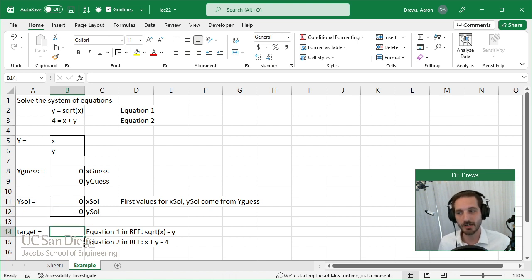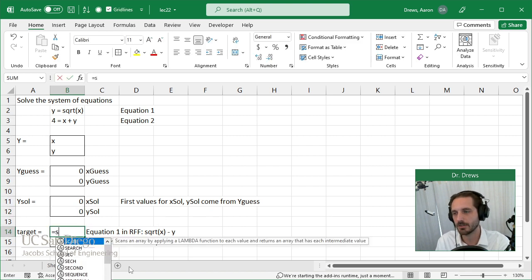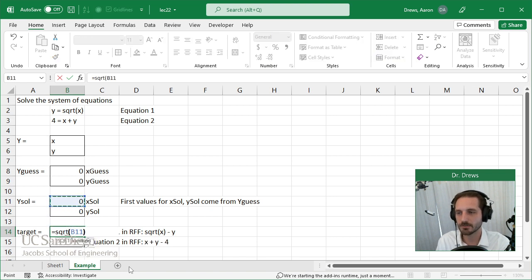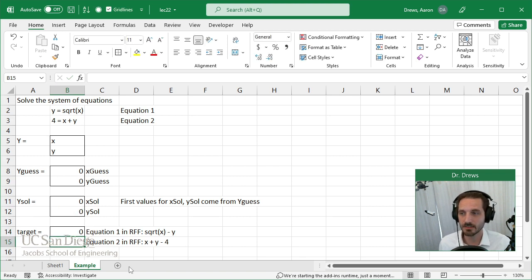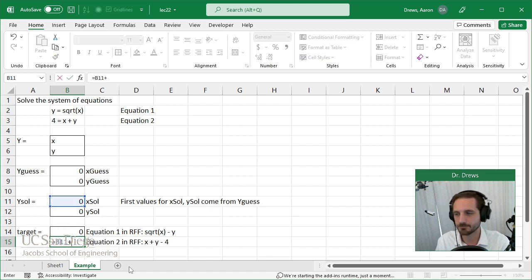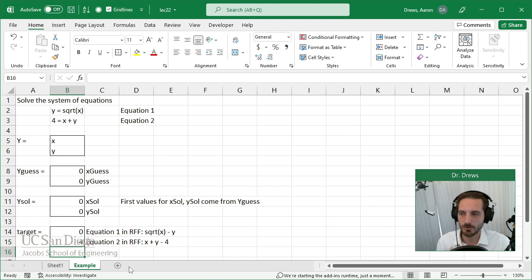Now I'm in a position where I can evaluate my target given this as my proposed solution. So I can come down here and say, okay, take the square root of my x value and subtract from it y. So I'm going to calculate my target value as the square root of x minus y for equation 1. If I've got a good solution, this value is going to come out close to 0 or exactly 0. We picked our yguess so that that one happens to be exactly 0. But if we go ahead and evaluate the second one, which is x plus y minus 4, we'll see that one doesn't work so well, right? That one is down to negative 4.